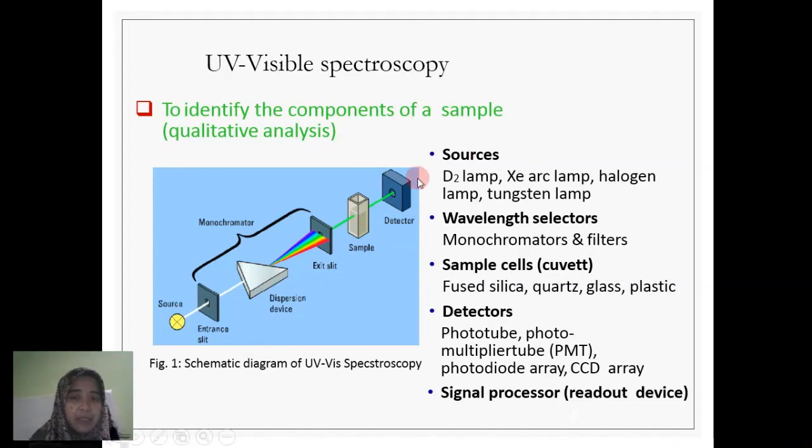Next is the detector. The detector is used to detect all the light that has passed through the sample. The detector can be a phototube, photomultiplier tube, photodiode array, or CCD array. Then, to get the information, we go to the signal processor, or read out device.